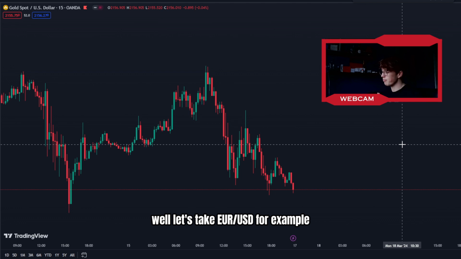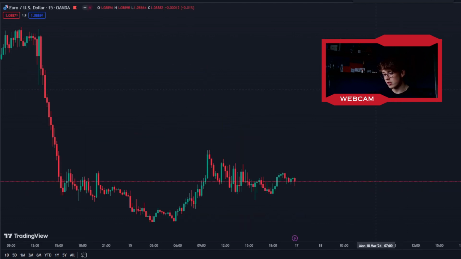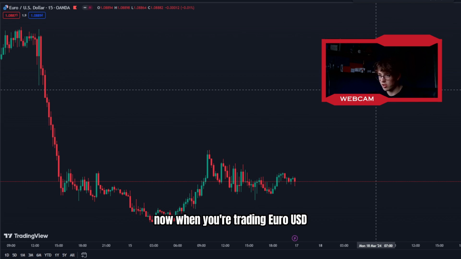What does that mean? Well, let's take Euro USD for an example, one of my favorite pairs to trade. Now, when you're trading Euro USD, you are comparing the strength of the euro versus the strength of the dollar. So if you believe that the euro is going to strengthen against the dollar, you take a buy. And if you believe that it's going to weaken against the dollar, you'd do the opposite and you'd sell the pair.